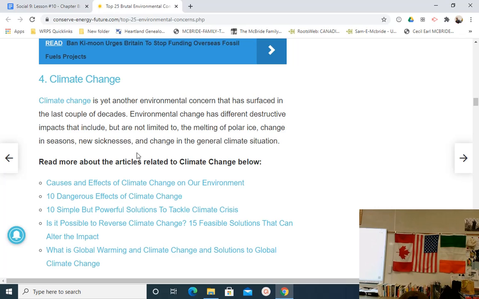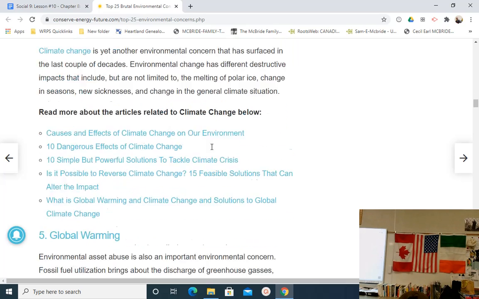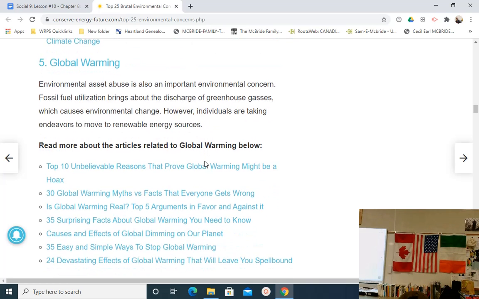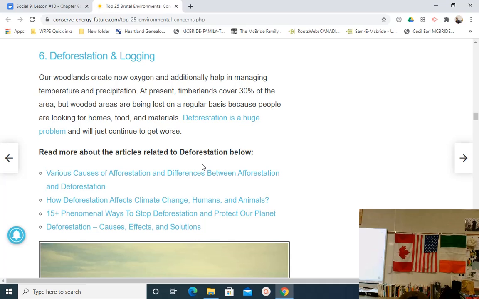See how COVID-19 has changed our reality. There are things that are trapped underneath that ice that, as the ice melts and we have global warming, are quite alarming to us, that we will not be able to escape. Global warming itself, environmental asset abuse, is also an important environmental concern. Fossil fuel utilization brings about the discharge of greenhouse gases, which causes environmental change. However, individuals are taking endeavors to move in more renewable directions.